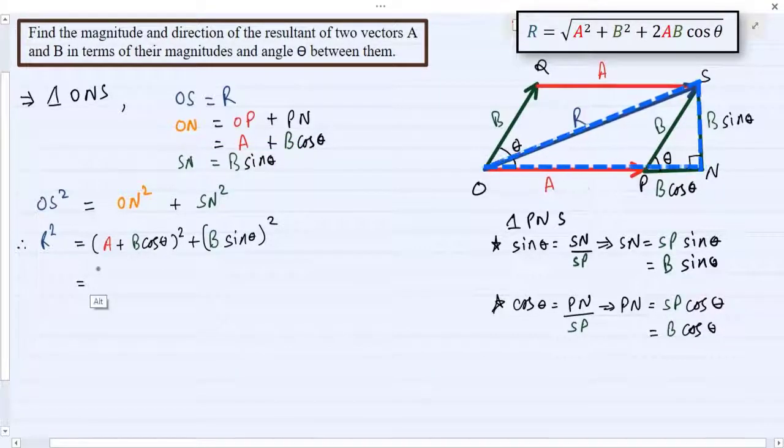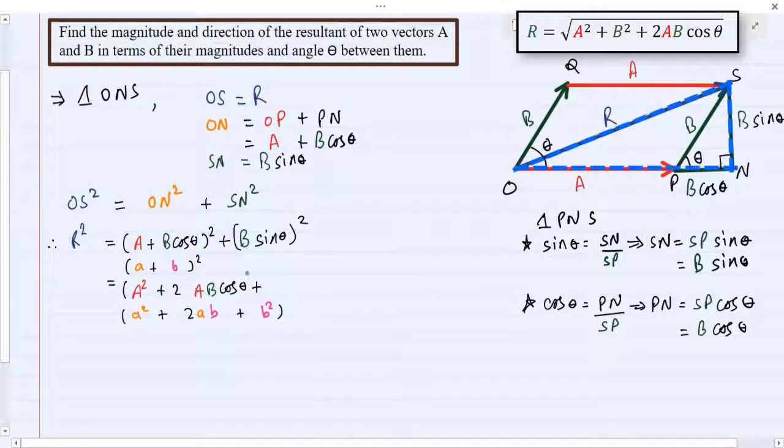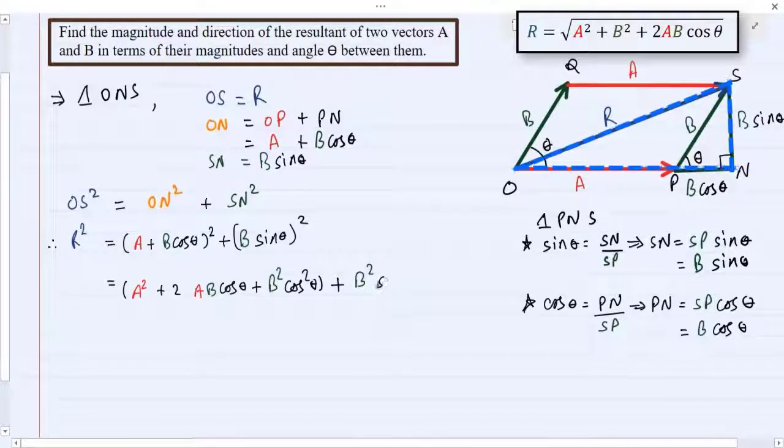Now let's simplify. Our first term is actually A plus B cos theta the whole square, which can be expanded as A square plus 2AB cos theta plus the square of B cos theta, or we can say B square cos square theta, plus the square of B sin theta will be B square sin square theta.